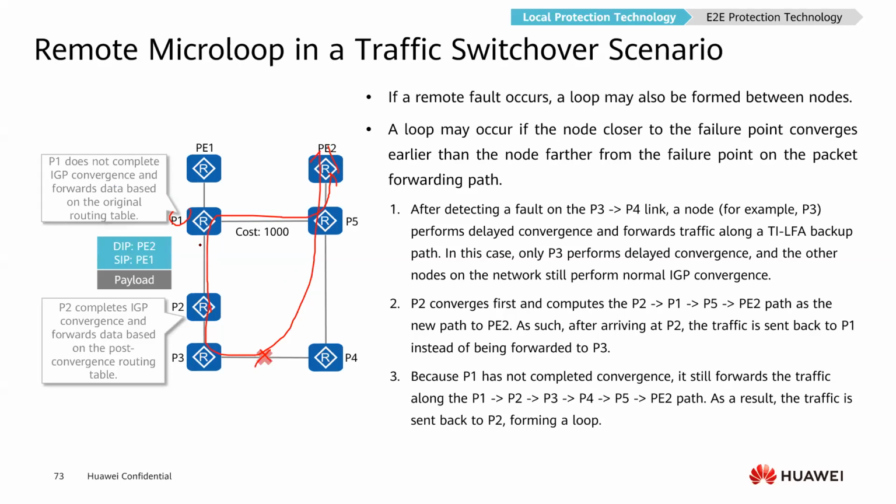But during this time, P1 has not finished convergence. P1 is thinking, I should go to P2, I should still go this way. Then it will create a macro loop.